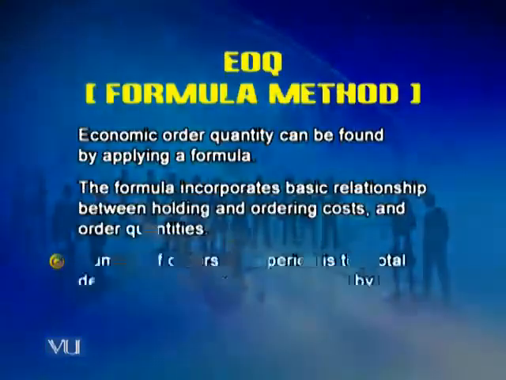After having seen the graph and a sort of tabulation method, we are now going to discuss the formula method. The entire thing can be put into a formula, and the formula is going to look at the relationships between the order quantity sizes and the holding and the ordering costs. These three factors put together give us a formula for calculating the economic order quantity every time we need to.